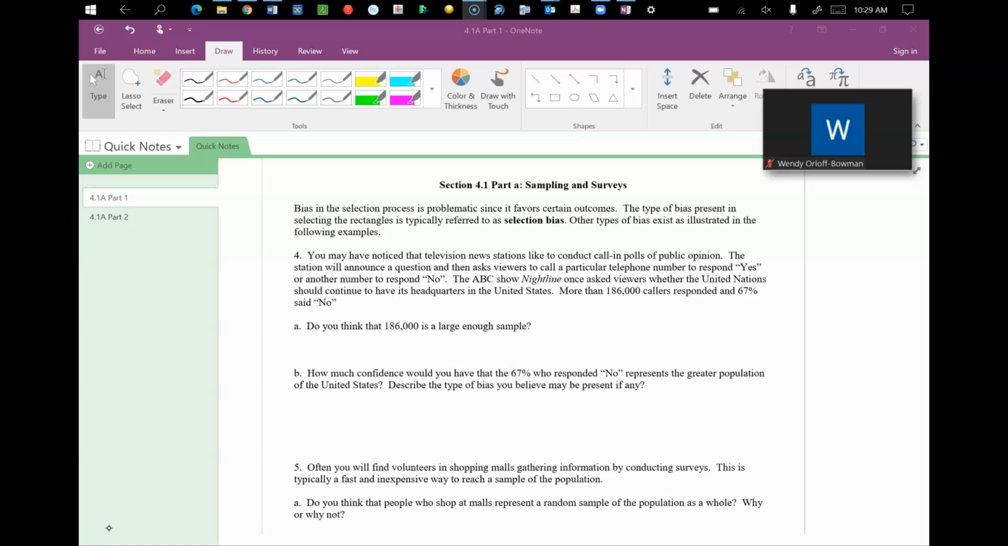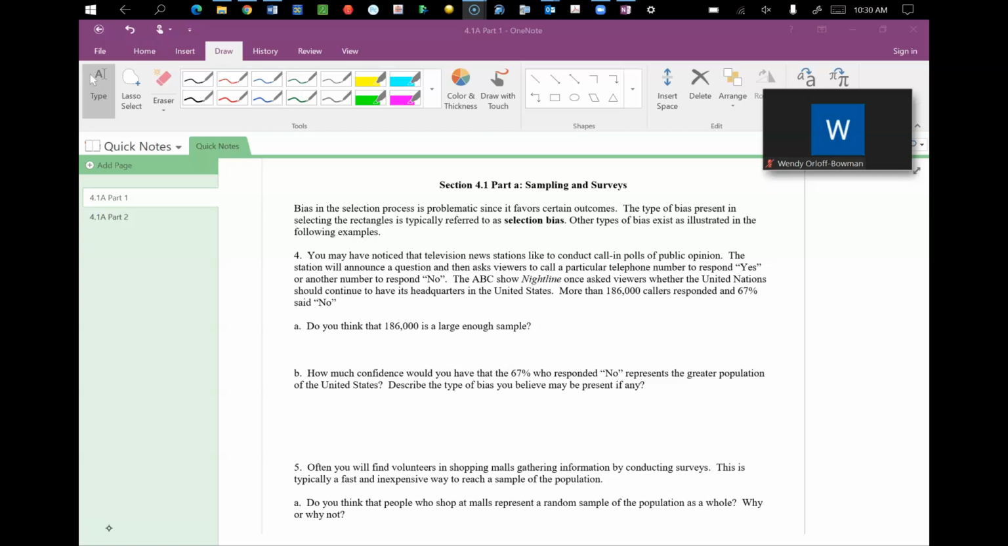So in number 4, here's another example of bias. It says, you may have noticed that television news stations like to conduct call-in polls of public opinion. The station will announce a question and then ask viewers to call a particular telephone number to respond yes or another number to respond no. The ABC show Nightline once asked viewers whether the United Nations should continue to have its headquarters in the United States. More than 186,000 callers responded and 67% said no.